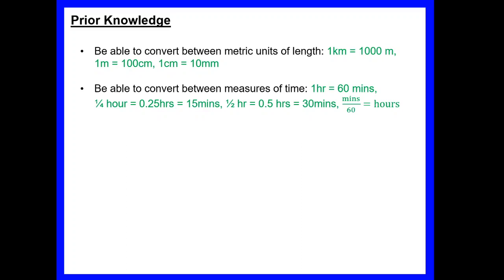You also need to be able to convert between measures of time. So we should know that 1 hour is 60 minutes, quarter of an hour is 0.25 hours, or 15 minutes, and that half an hour is 0.5 hours or 30 minutes. You should also know that if you want to convert any other amount of minutes into hours, you do the number of minutes divided by 60. So it's what fraction of 60, because there are 60 minutes in an hour, and that will give us the decimal value in hours.